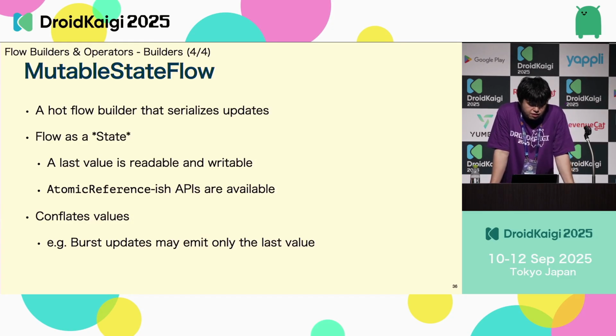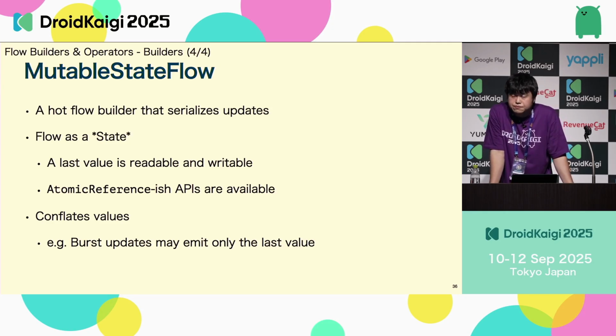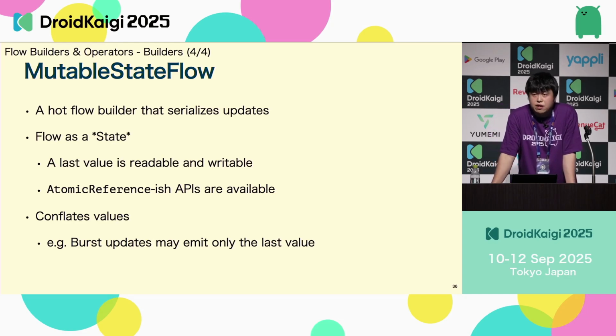Last builder is the mutable state flow. This is also a very popular builder. You can read and write the last value through thread-safe APIs. It has atomic references for APIs, like compare and set function. And it allows to achieve the serialized UI state management, for example. As this conflates values, you don't need to care about burst updates.